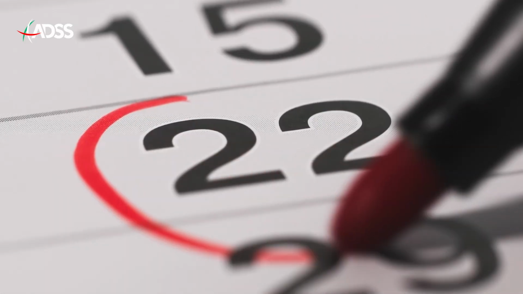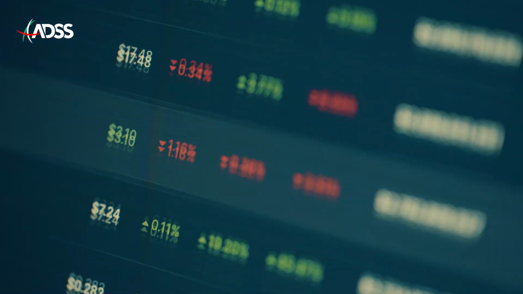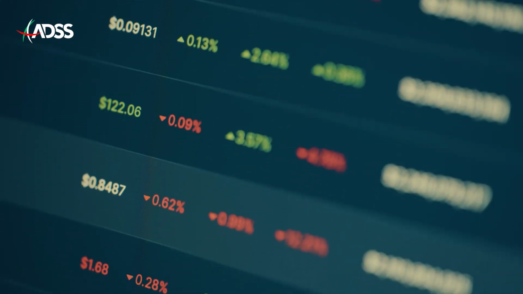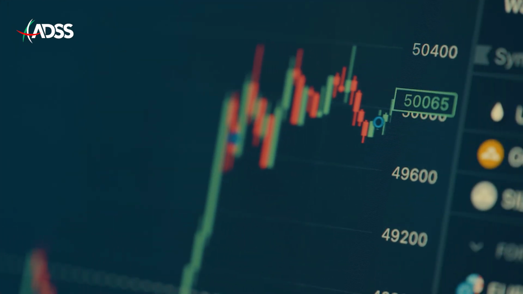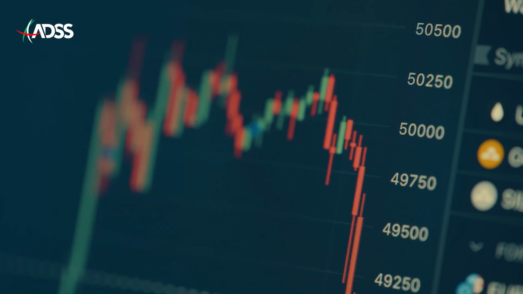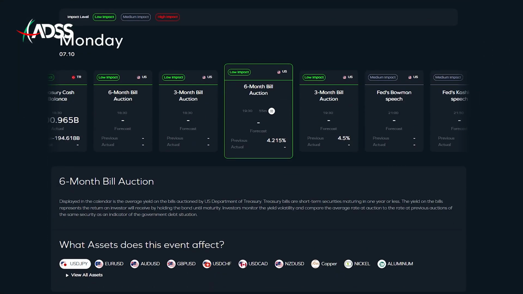So, how can you use the GDP data when you trade? First, keep track of when GDP data is released and mark these dates in your diary. Second, analyze expectations versus actual data. A significant deviation from expectations can lead to market volatility and trading opportunities. To check the data release and expectations, please refer to the ADSS economic calendar from the link on the screen.